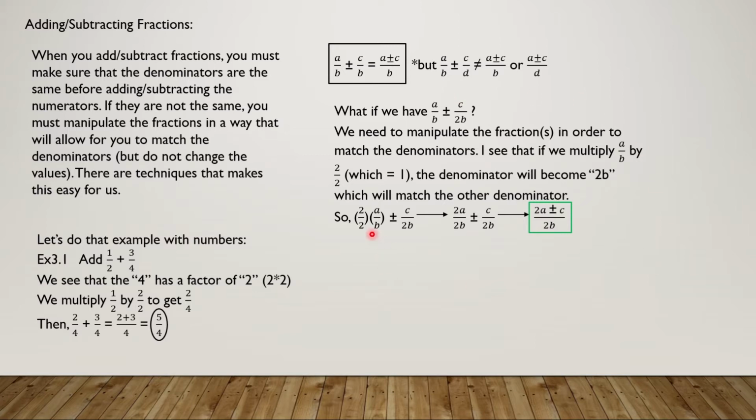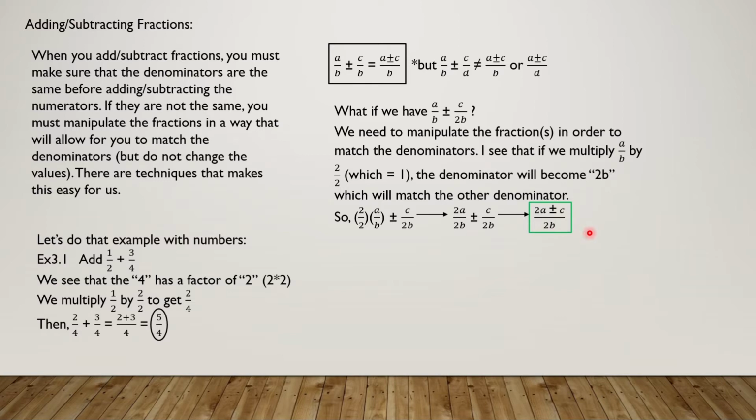So if we attach the 2/2 and multiply that to the a over b, what we will get is 2a over 2b plus or minus c over 2b. And now you would see that these two denominators are equal to each other, so that now we can combine the numerators. And because this is not just numbers, we have plus or minus whatever variables, we'll just keep the plus or minus, and our answer will be 2a, or the first numerator, plus or minus the second numerator, which is c, divided by their common denominator, which is 2b.